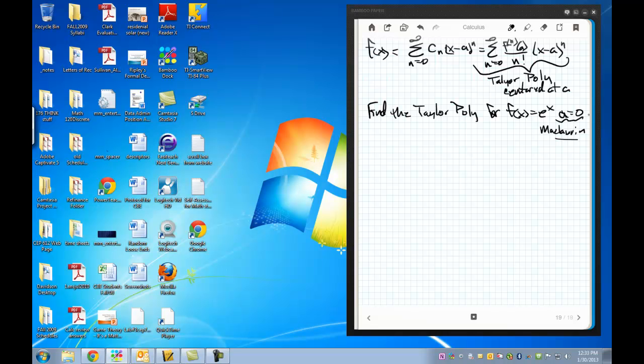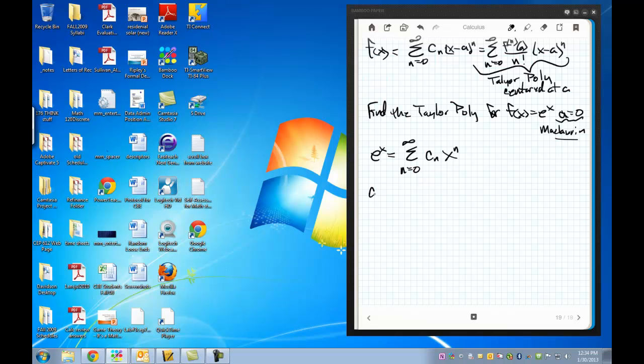Okay, so let's look at how this works. I already know it's centered at 0, right? So if I want to do e to the x equals, I'm going to have a sum as n goes from 0 to infinity of, I already know a is 0. So what I'm going to get is a term that says x to the n out here. But what I then need to do is figure out what these c sub n's are, and I'm going to look for a pattern.